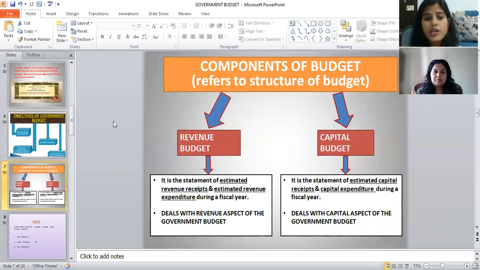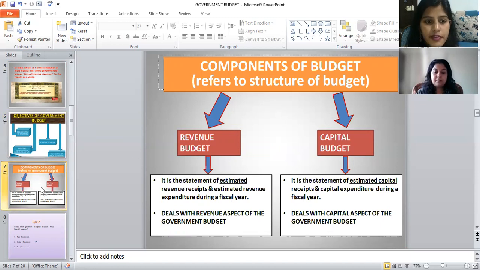Components of the government budget. Government budgets have two components, that is the revenue budget and the capital budget. In the revenue budget, there are two types, that is the revenue receipts and the revenue expenditure. Revenue receipts are taken from the public, and the expenditure is used on the public only. And the capital budget has the capital receipts and the capital expenditure during a fiscal year, which deals with the capital aspects of the government budget, that is the money aspects, which is either creating a liability or reducing the assets.